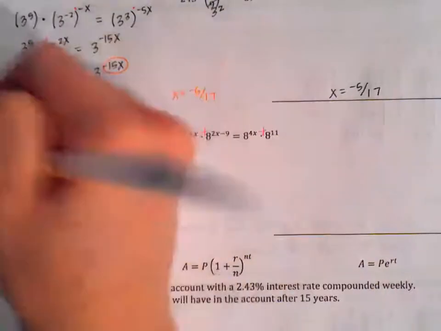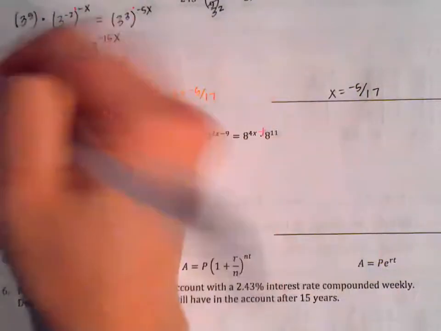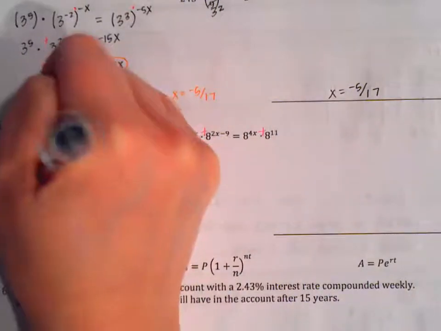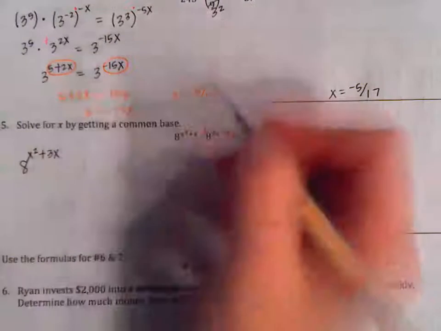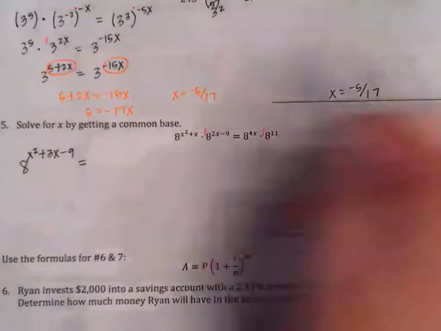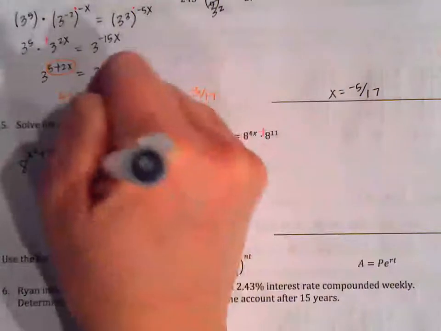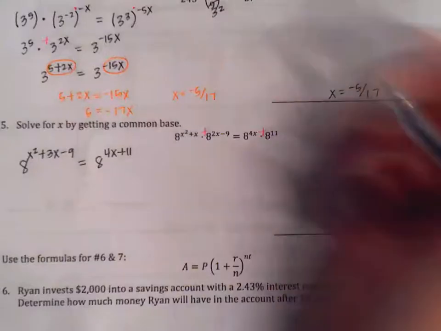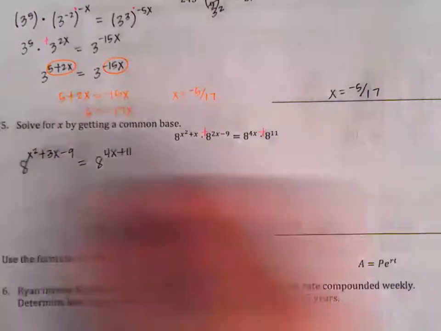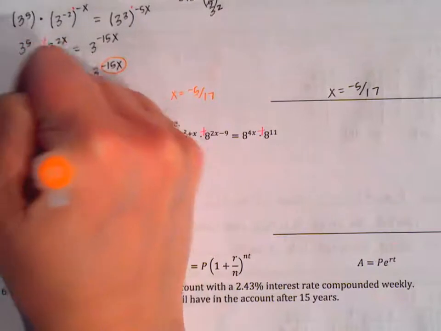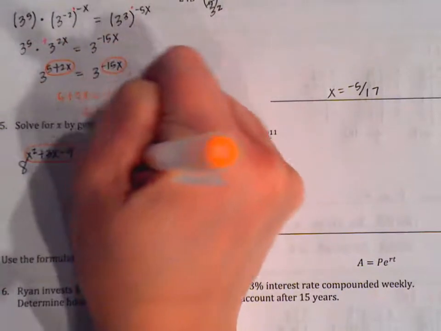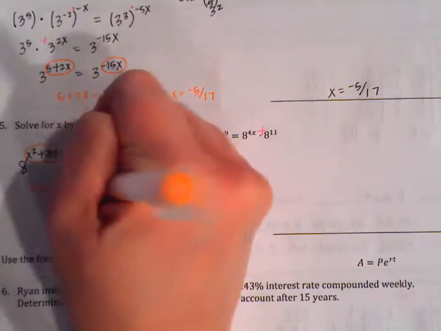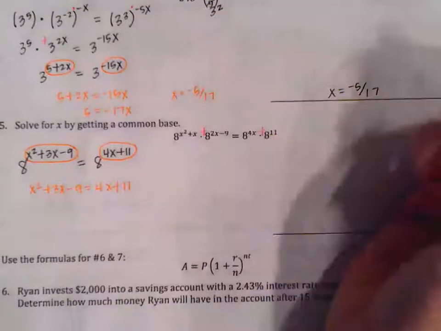Now with this side, I can combine a few things. Now x squared, I can't combine with anything else, but I can combine x and 2x to get me 3x, because 1x plus 2x is 3x, and then minus 9 can't combine with anything. And those are not like terms, so I'm just going to rewrite it as 8 raised to the 4x plus 11. And so now I have one exponential on each side. I can set those exponents equal to each other and start to solve for x. So I have x squared plus 3x minus 9 equals 4x plus 11.